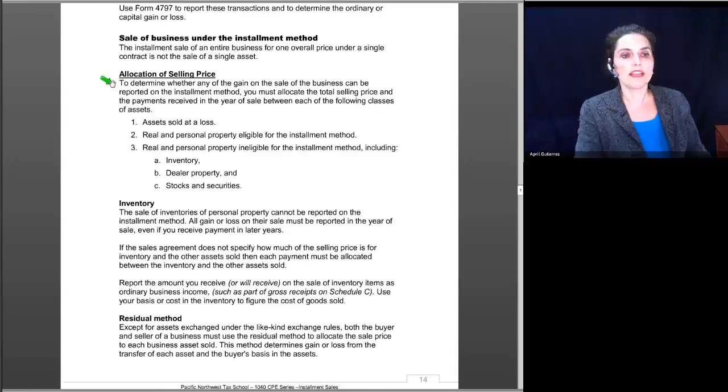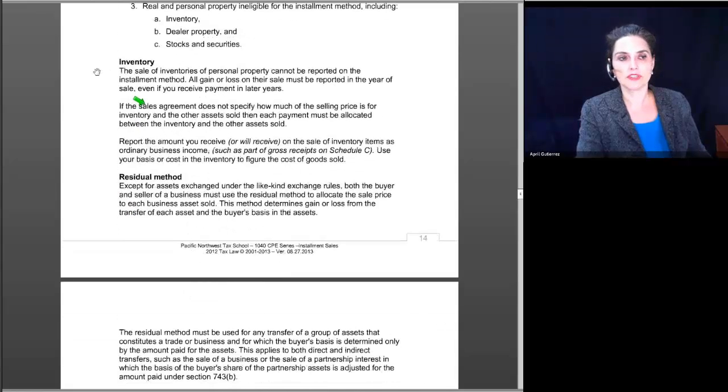To determine whether any of the gain on the sale of the business can be reported on the installment method, you must allocate the total selling price and the payments received in the year of sale between each of the following classes of assets. The assets that were sold at a loss, real and personal property that is eligible for the installment method, and real and personal property that is not eligible for the installment method, including inventory, dealer property, and stocks and securities.